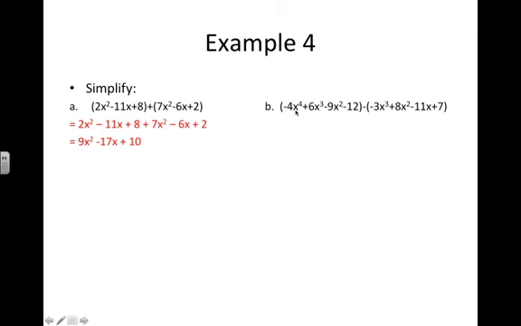Now, for part B, we're going to be subtracting a polynomial from the other. So we've got negative 4x to the 4th plus 6x cubed minus 9x squared minus 12. And we're going to subtract from that negative 3x cubed plus 8x squared minus 11x plus 7.